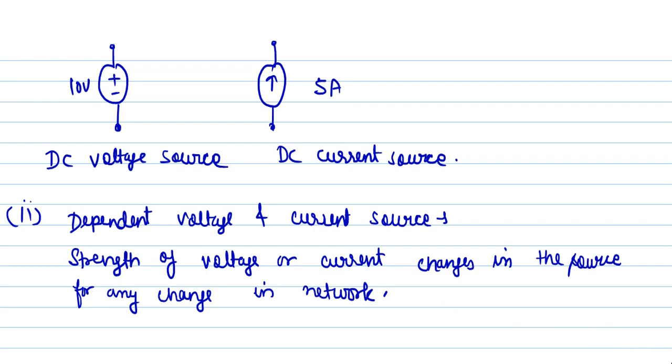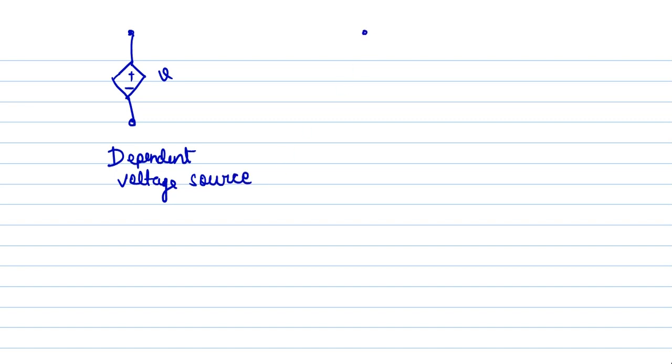So this is represented in circuit in this manner by diamond box. So here we will have plus minus V. So this will be called as a dependent voltage source. And this will be called as a dependent current source.